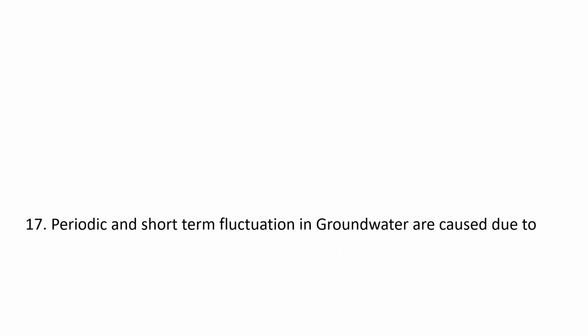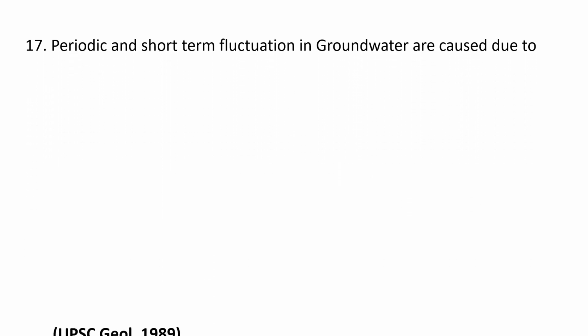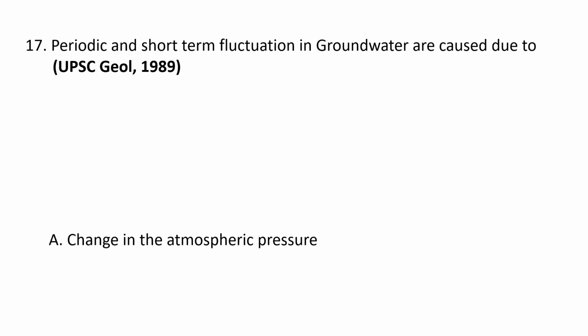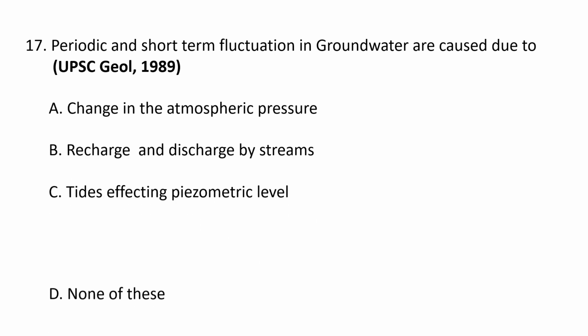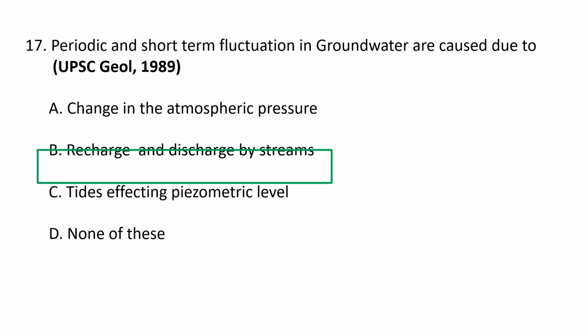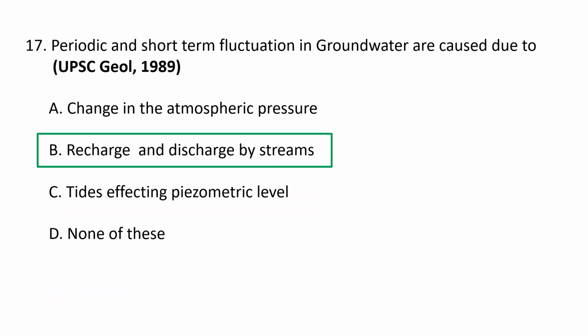Next question. Periodic and short-term fluctuation of groundwater are caused due to A. Changes in the atmospheric pressure, B. Recharge and discharge by stream, C. Tides affecting the piezometric level, and D. None of this. Periodic and short-term fluctuation in groundwater are caused due to recharge and discharge by the streams.